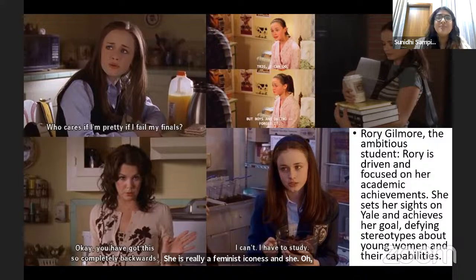We see Rory as an ambitious girl who, rather than faltering for romantic relationships in her teenage years, is extremely driven and charged to become a journalist, which in the early 2000s was a specifically male-dominated occupation. She is extremely driven academically, and she sets her sights first on going to Harvard, one of the most prestigious universities, and ends up getting into almost three Ivy League colleges, but then ends up going to Yale.